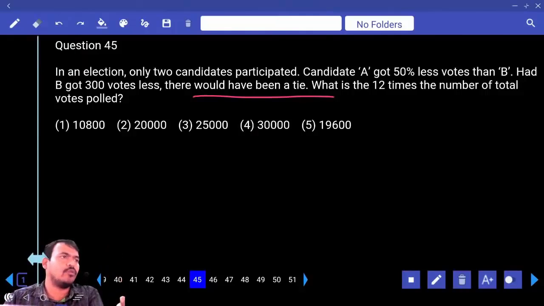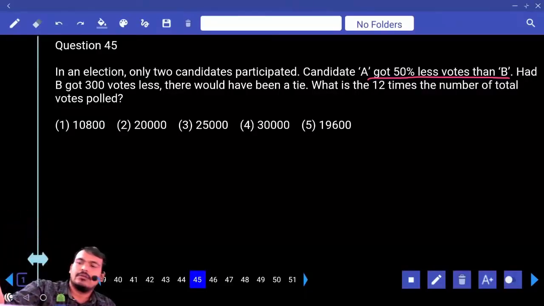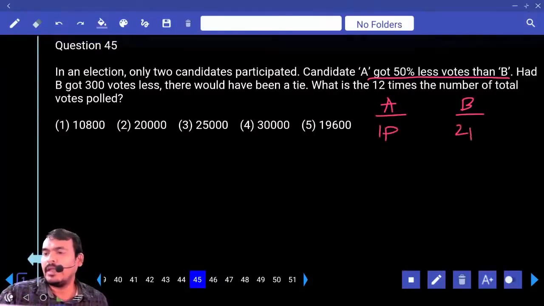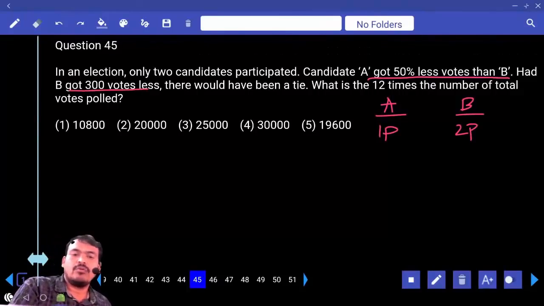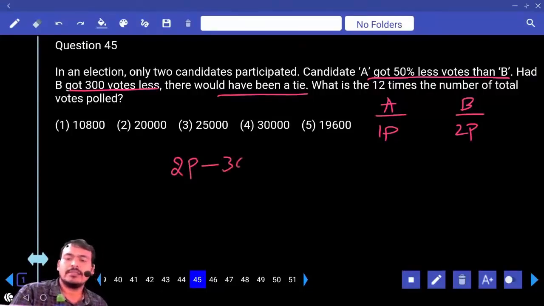Same votes. Nothing but A votes equal B votes. A got 50% fewer votes than B. 50% as a fraction is 1 by 2, so B got 2 parts, and A got 1 part. Next, B got 300 votes fewer, and there would have been a tie. What are the B votes? 2 parts. But he gets how many votes fewer? 300 fewer, so we write 2 parts minus 300.